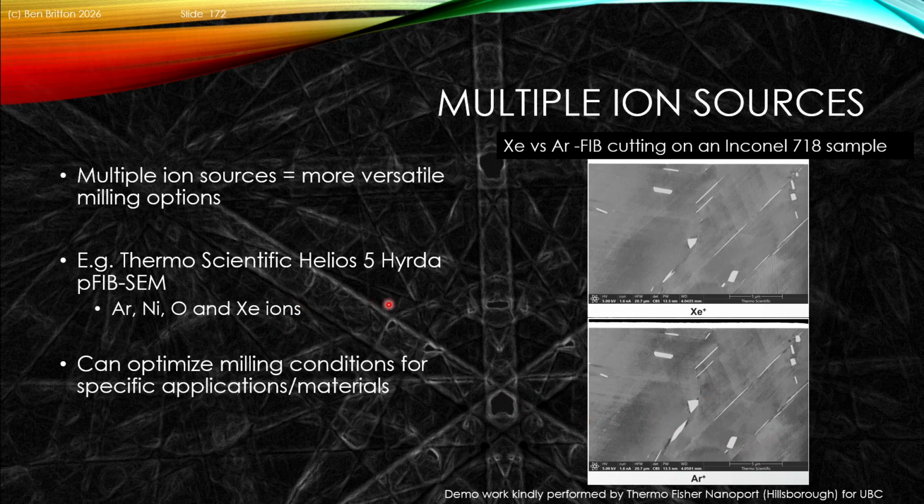The Hydra system can have lots of different ion columns, and you basically shuttle the gases relatively fast to change those gases. And you can optimize the milling conditions for specific applications and materials depending on what you want to look at.